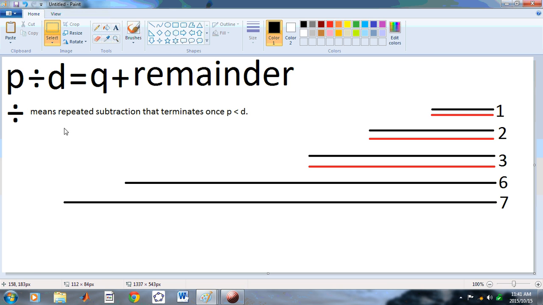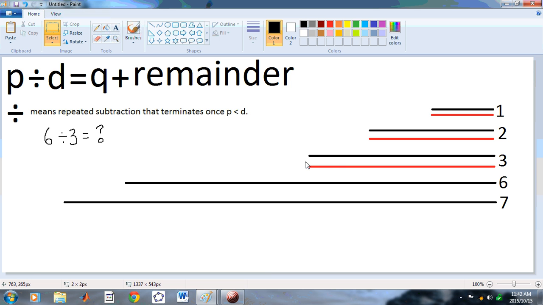And now, how does this actually work? Well, here I've drawn the lengths of some lines. This line here I've designated to be the unit. This line here I've designated to be 2 units, 3 units, 6 units, and 7 units. And so what if I had to say, what is 6 divided by 3? What does that mean? Well, this is what it means.